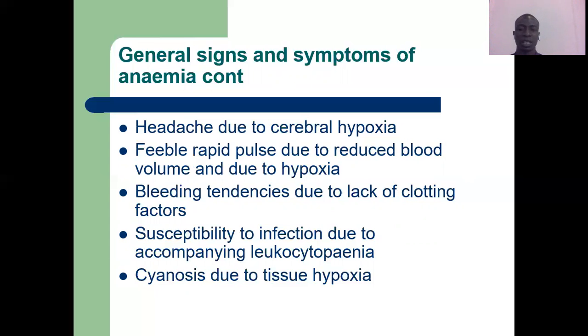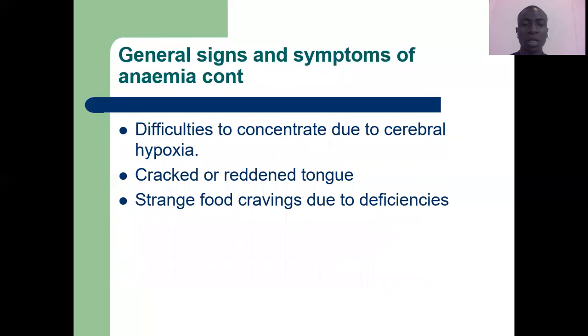Bleeding tendencies due to lack of protein factors. Susceptibility to infection due to accompanying leukocytopenia. Because of loss of leukocytes, the patient can be prone to infection. Cyanosis due to tissue hypoxia. Difficulty to concentrate due to cerebral hypoxia. Cracks at the corners of the mouth can be a sign. Strange food cravings due to deficiencies.